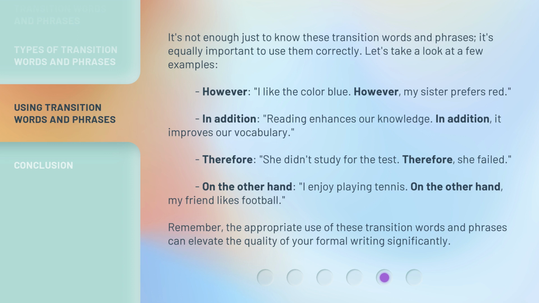Therefore, she didn't study for the test. Therefore, she failed. On the other hand, I enjoy playing tennis. On the other hand, my friend likes football. Remember, the appropriate use of these transition words and phrases can elevate the quality of your formal writing significantly.